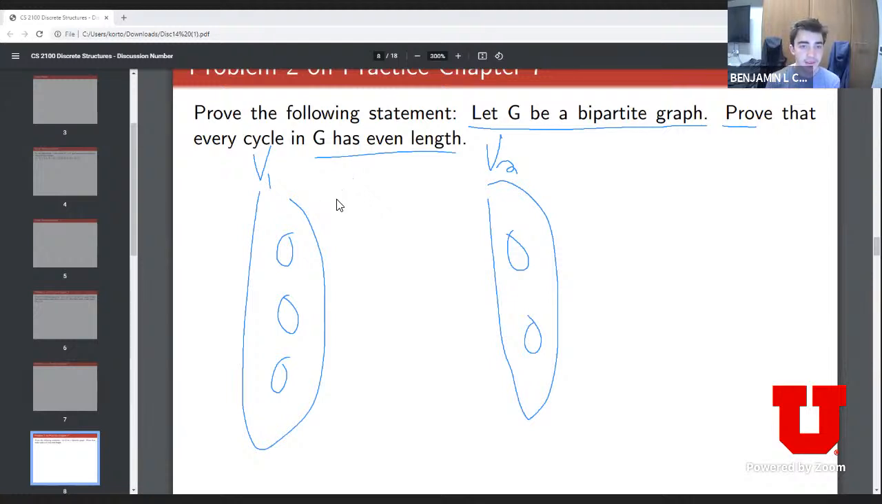All right, so let's talk about this. We know that we have a graph. It looks something like this. How do we prove, knowing that G is bipartite, that every cycle has an even length? Anyone want to maybe take a shot at it or share their approach?